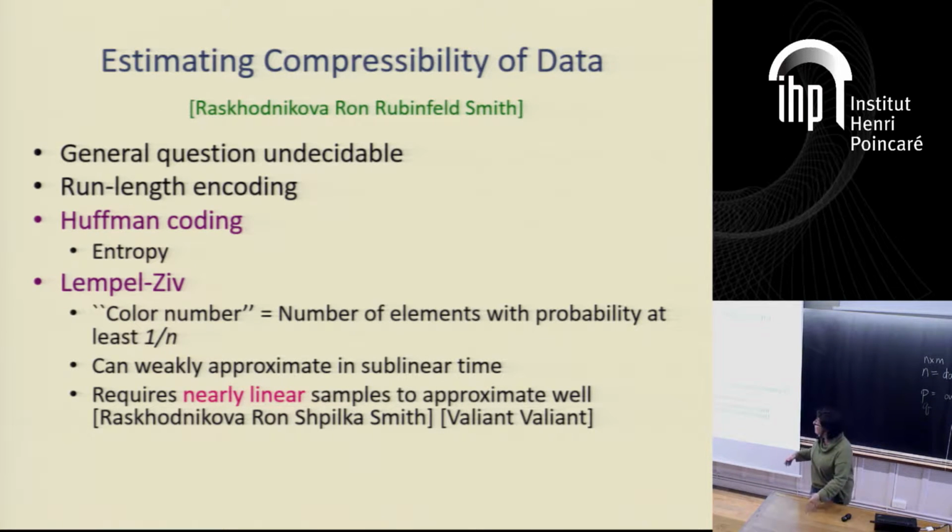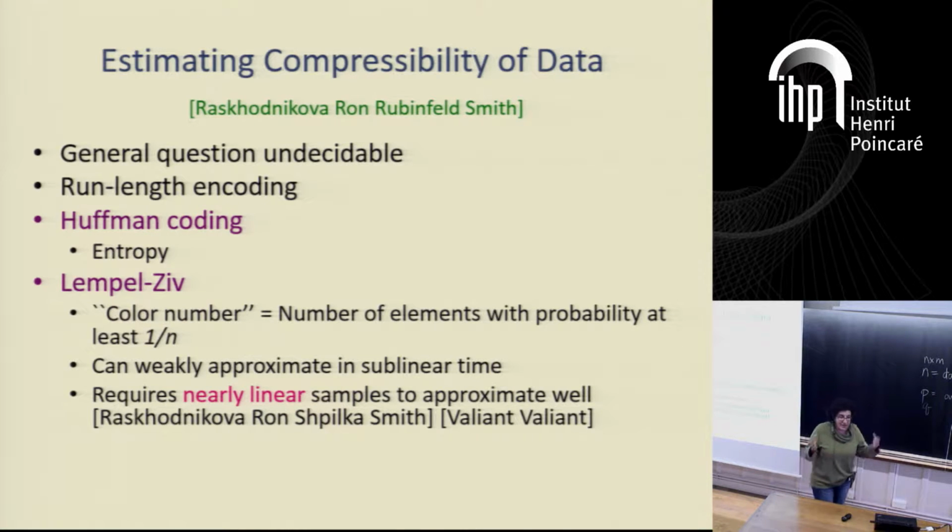Huffman coding is essentially estimating the entropy. We already talked about that, so I'm not going to talk about that again. Run length encoding, you can actually get some additive and multiplicative results that are sublinear. I forgot their running time, and I'm not going to say anything because I can't remember what the running times were. Lempel-Ziv turns out to be very related to the problem of support size, which we just talked about. So again, you can get weak approximation of the compressibility of the data.